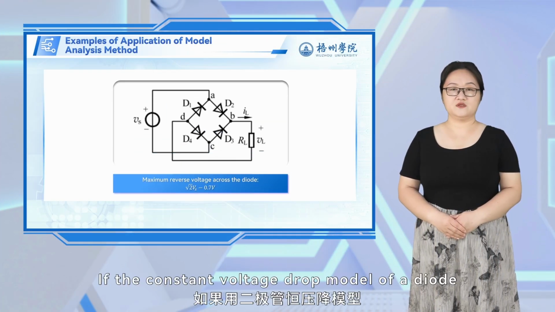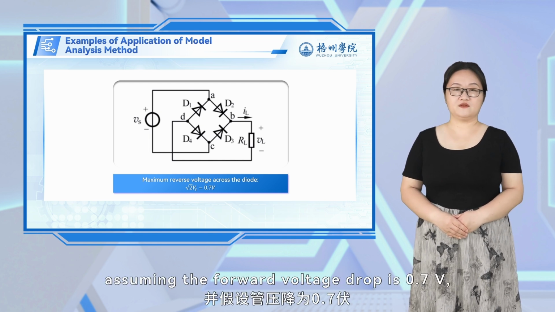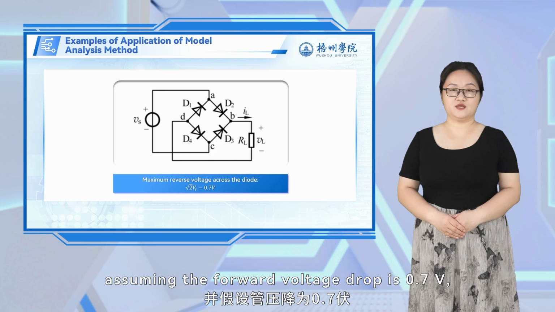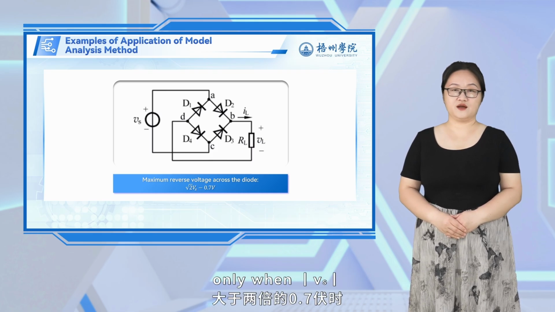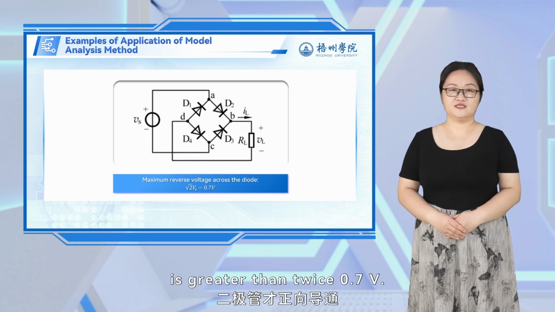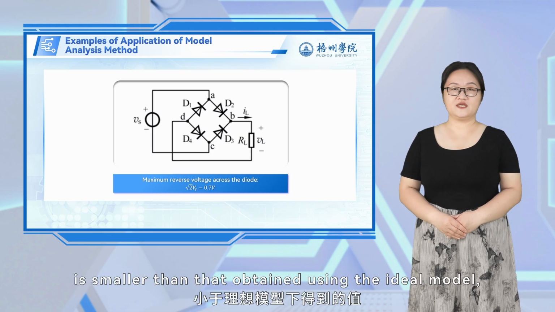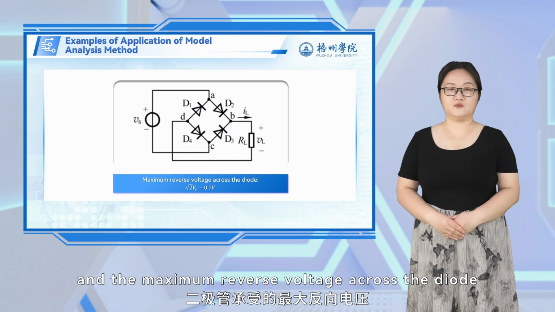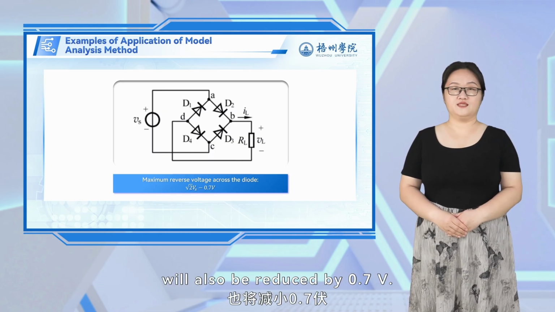If the constant voltage drop model of a diode is used for analysis, assuming the forward voltage drop is 0.7 volts, then the diode conducts only when the absolute value of Vs is greater than twice 0.7 volts. At this time, the voltage across the load is smaller than that obtained using the ideal model, and the maximum reverse voltage across the diode will also be reduced by 0.7 volts.